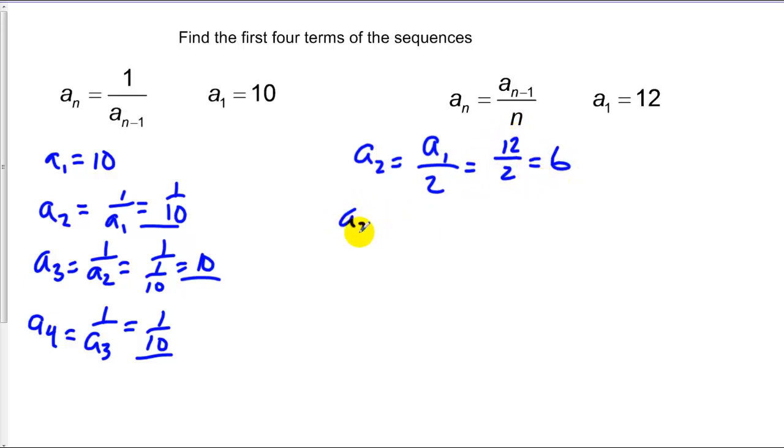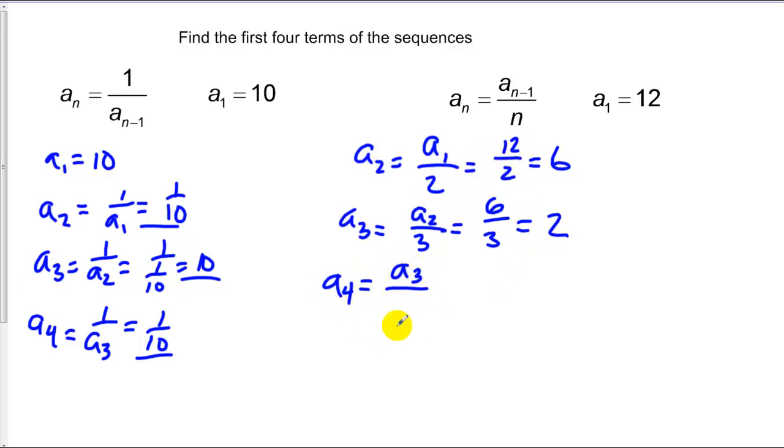To get my third term, I'm going to take my previous term, which is my second term, over, now in this case, the n value goes to 3 because that's my subscript. So I've got 6 over 3, which is 2. To get my fourth term, I use my previous term, which is my third term, over, notice my n value is now 4. And my third term was 2 over 4 is equal to 1/2.